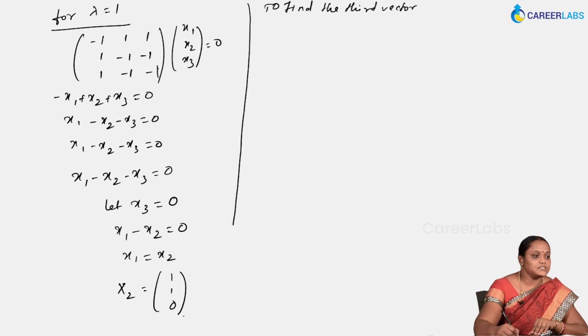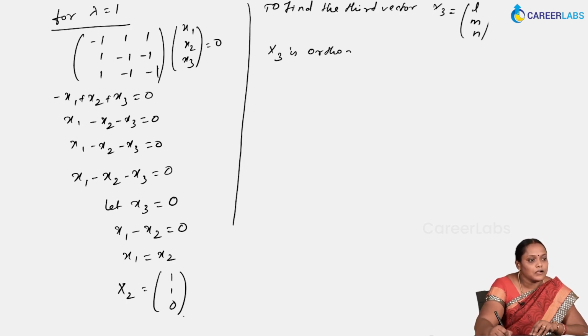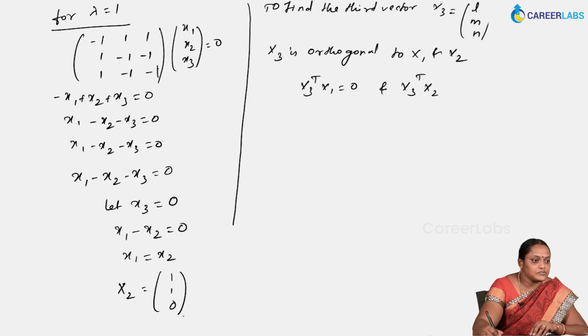Now let us consider x3 as some values a, b and c, or l, m and n. In the book they follow it as l, m, n, so let us keep that as it is. Let x3 be l, m and n. Since x3 is orthogonal to x1 and x2, we can write x3 transpose x1 equal to 0 and x3 transpose x2 equal to 0. By doing this, you will get two equations.